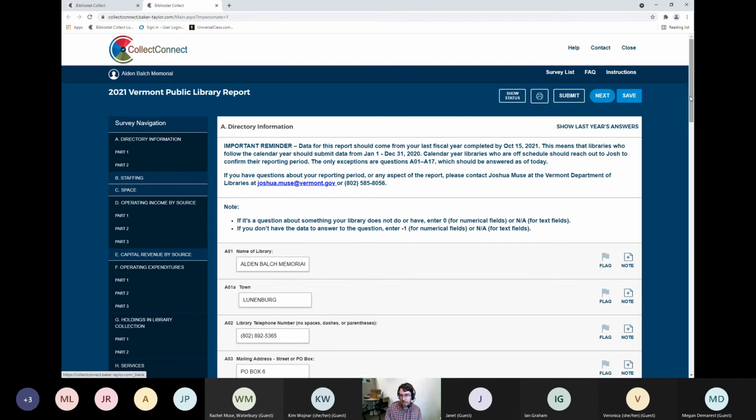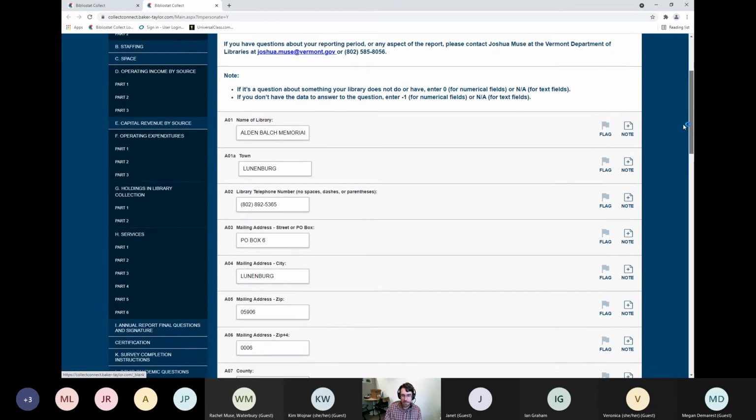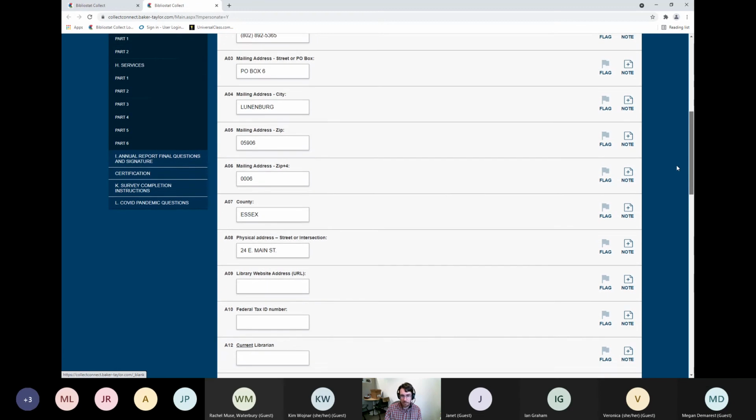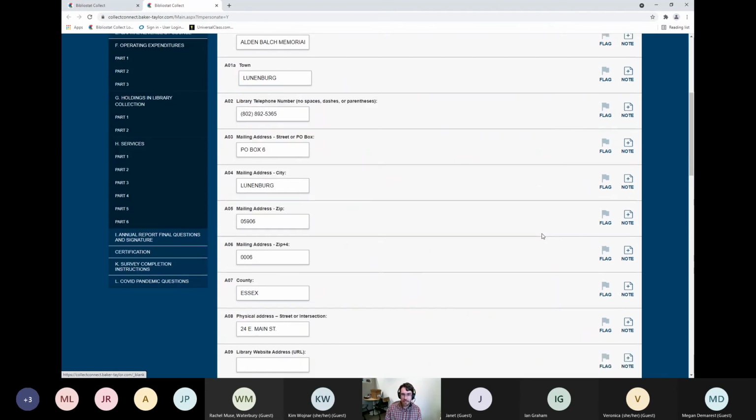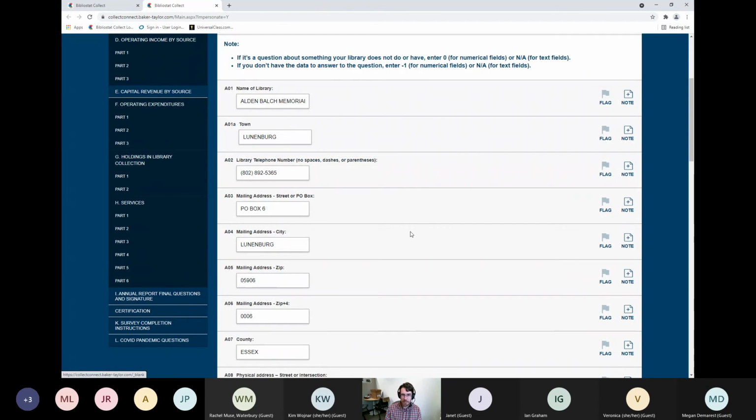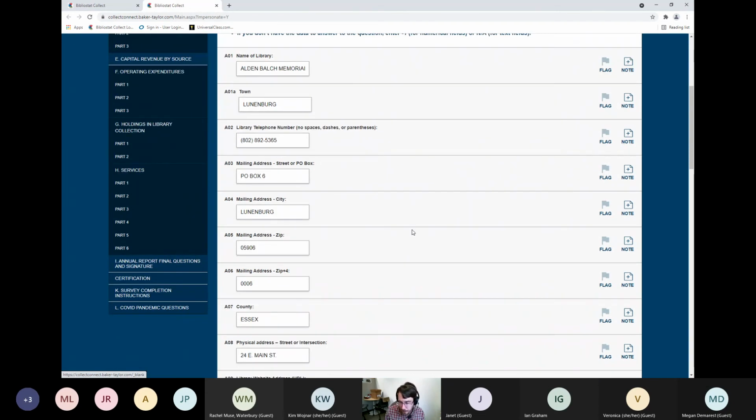This is basically the address, phone number, name of the library, information like the current librarian, the current chairperson of the Board of Trustees, the type of library that you are. You'll find that the contact information at the beginning is already pre-filled, so you don't have to do that again. However, if you've moved or anything is wrong, let me know and I can fix it, but you can't change it. But the rest of it you can.